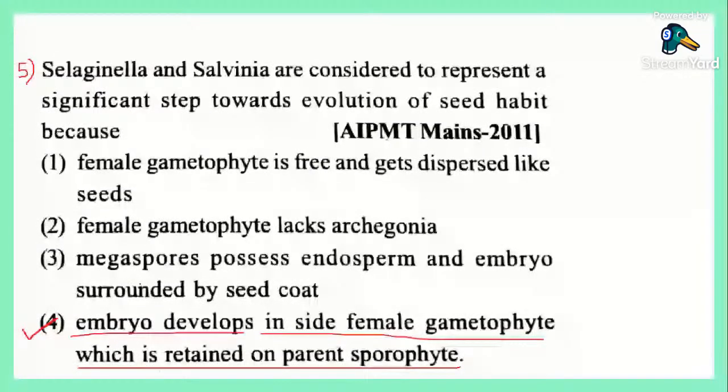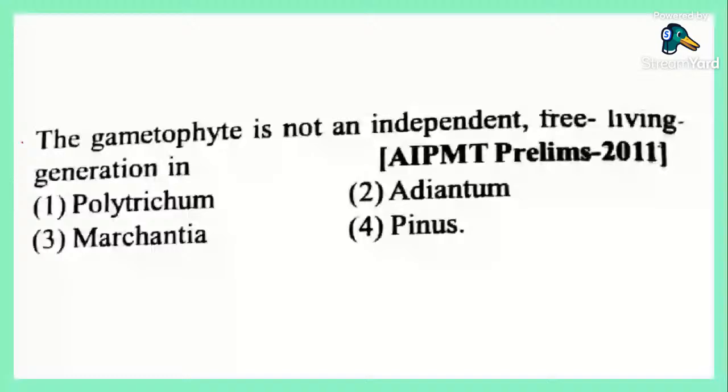Question number 6 on your screen. The gametophyte is not an independent, free living generation in Polytrichum, Adiantum, Marchantia, and Pinus. The gametophyte is not an independent free living generation in which one?